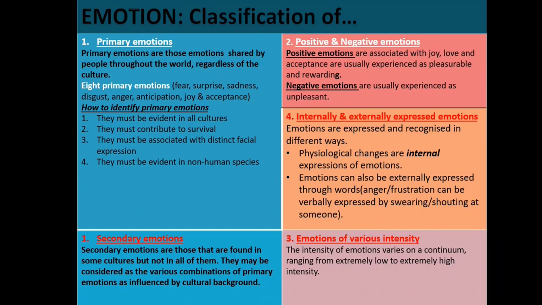Primary emotions are those emotions shared by people throughout the world, regardless of their culture. We call them primary emotions. What do they mean? There are eight primary emotions. Fear. Fear is fear. The way Chinese describe fear is similar to how Africans describe fear. When you're in danger, you feel fear. When you feel like something is threatening your well-being, you fear. So we share commonality. The interpretation is almost the same.